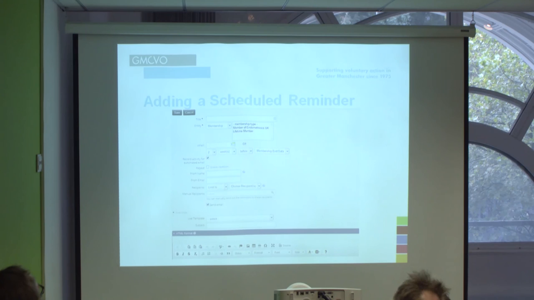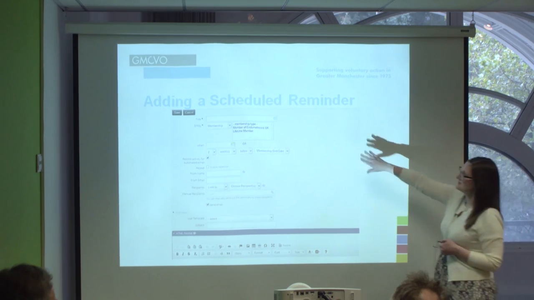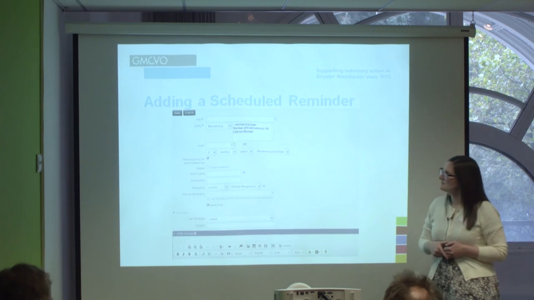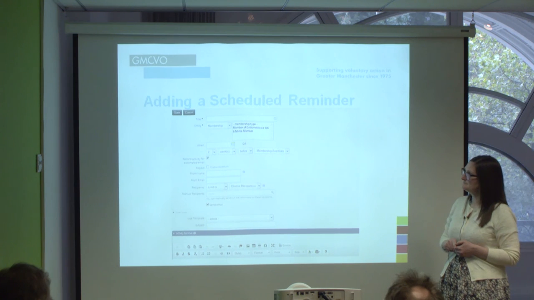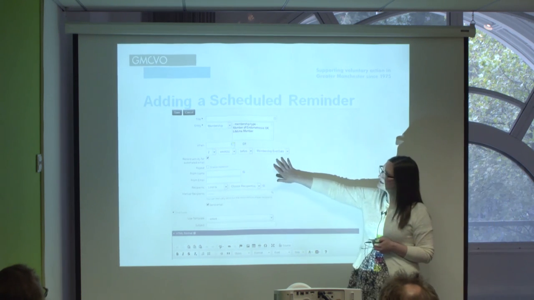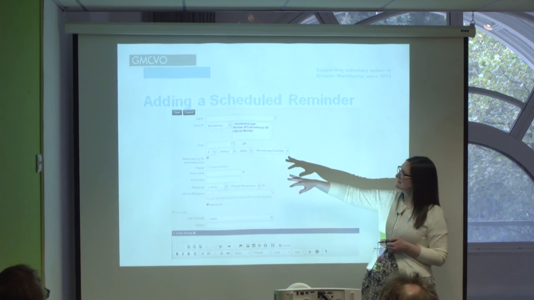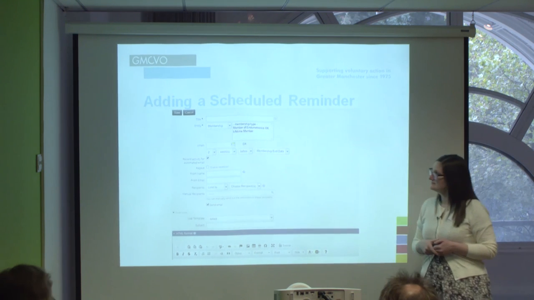So when you go to set one up, this is what it's going to look like. Hopefully you can see that. So we'd give it a title. We'd say, what type of membership is this for? It could be both, or it may just be one. And here's those relative dates I was referring to. So in this case, I've said 2 weeks before the end date.